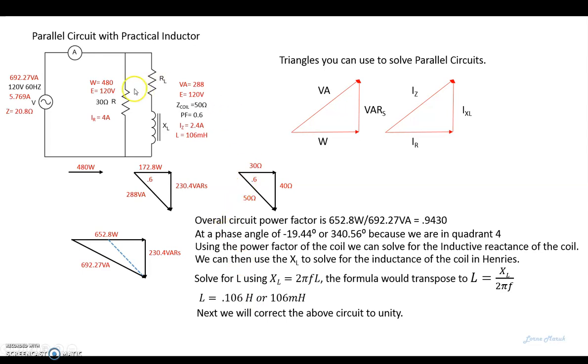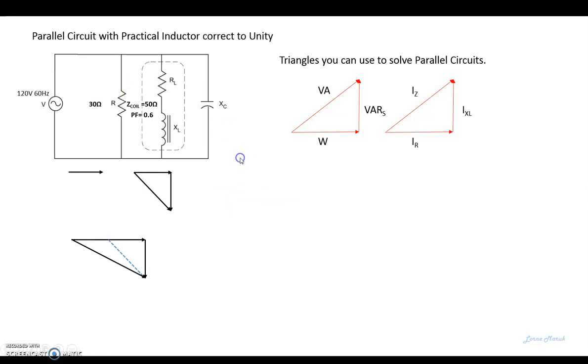Next up, we'll correct this same circuit to unity. So I just kept the vectors there as reference. Same values from the previous question, but now we have a capacitor in parallel. You can go with current or power. I went with power again. There's the current if needed. Solving for your watts and VARs for this portion of the circuit. There's our original circuit as before.